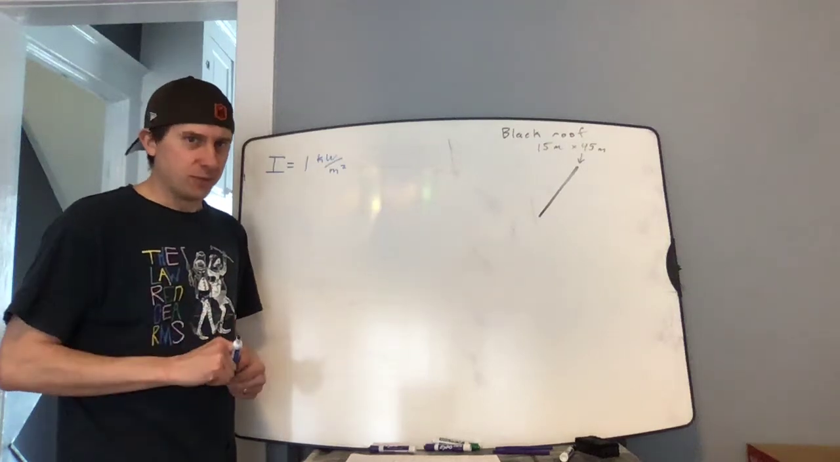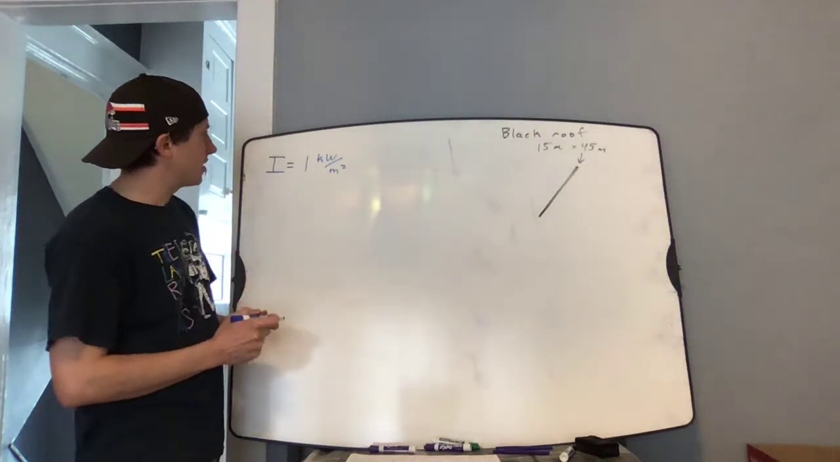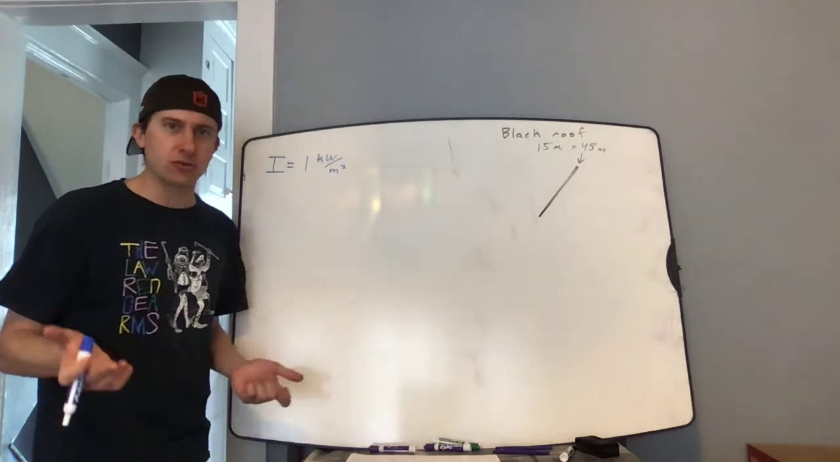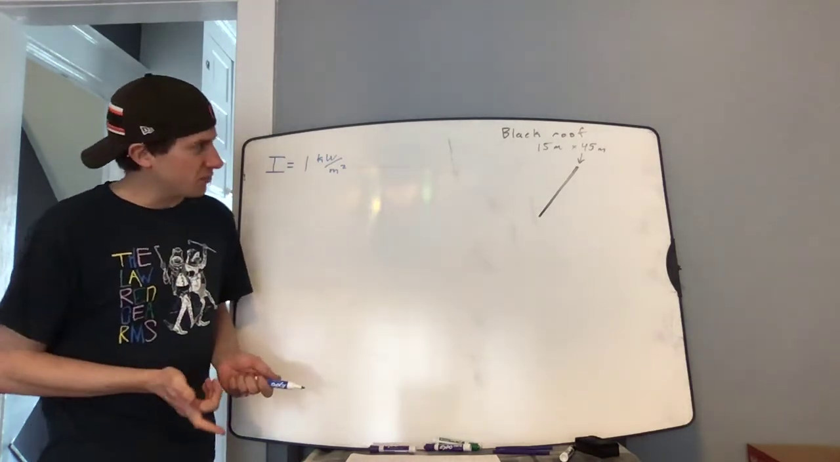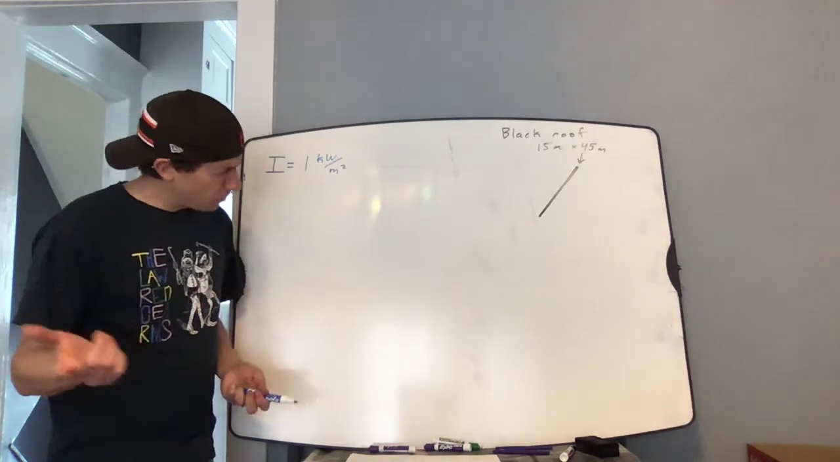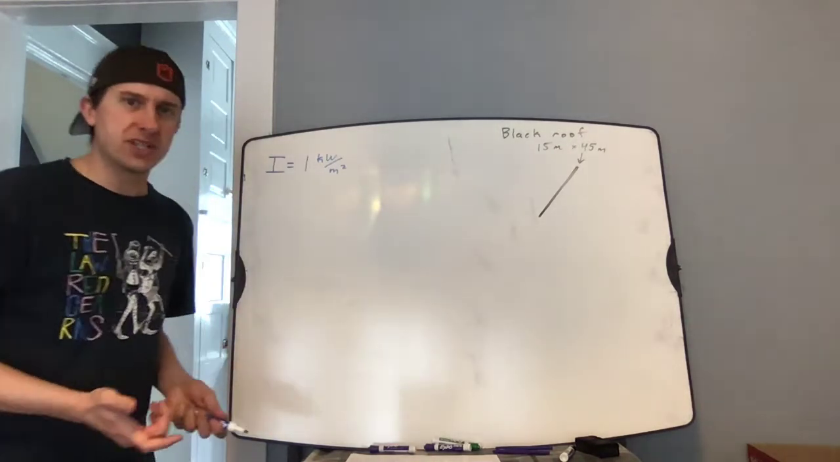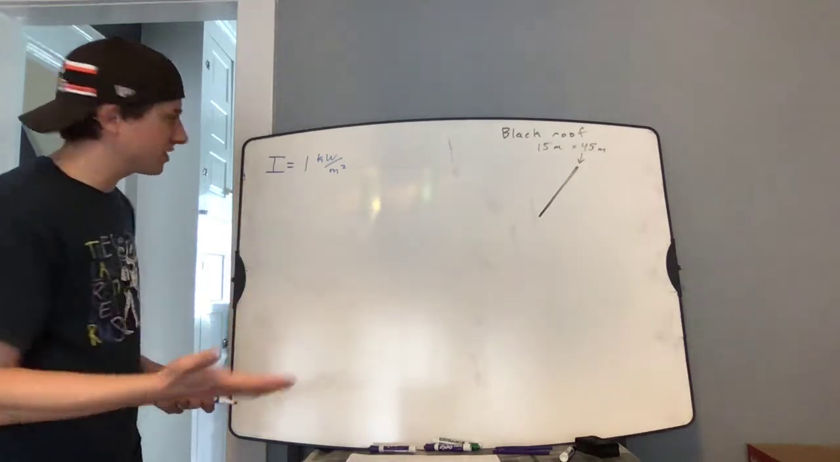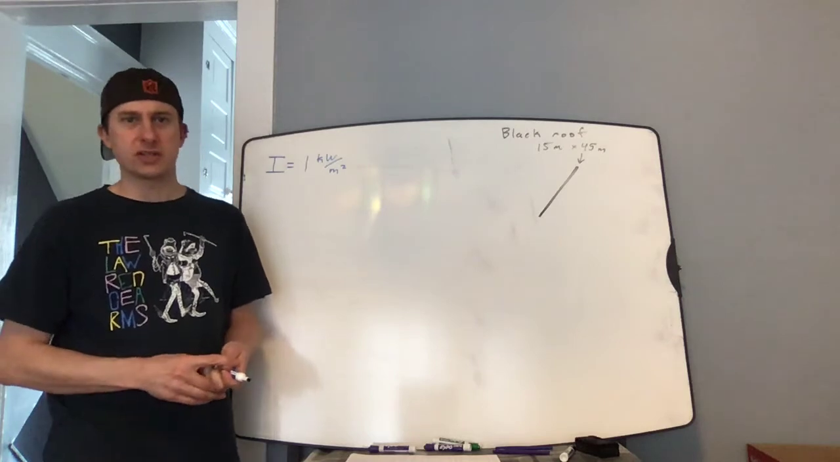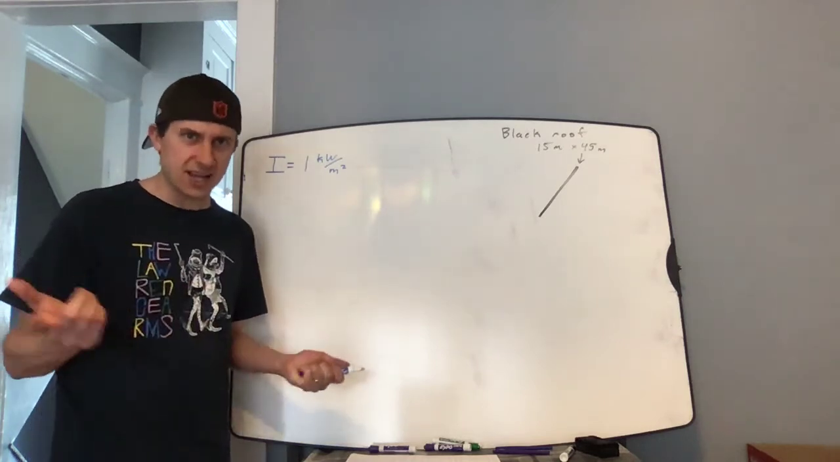First example problem, we are given that sunlight of intensity 1 kilowatt per square meter is striking the black roof of a building. The roof of this building measures 15 meters by 45 meters. So the very first thing I'm going to do is convert 1 kilowatt per square meter to watts per square meter, because we always want to be working in our base SI units.